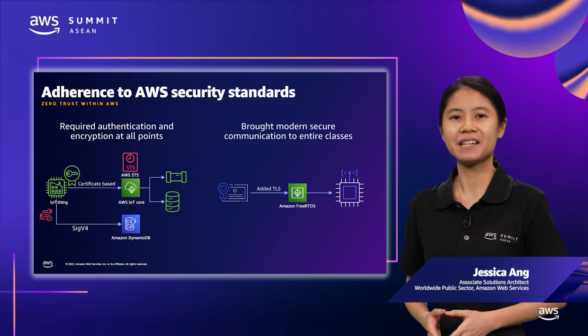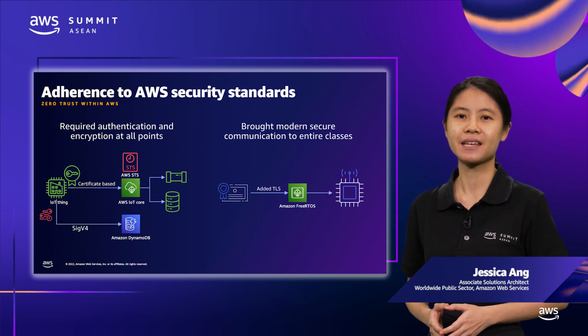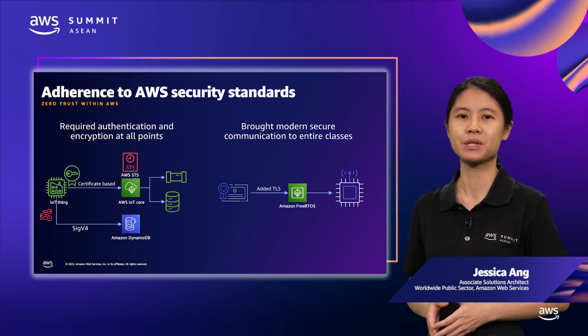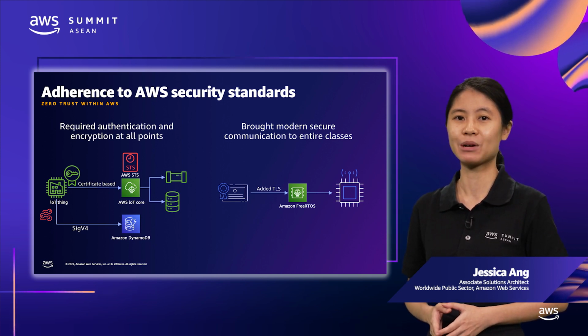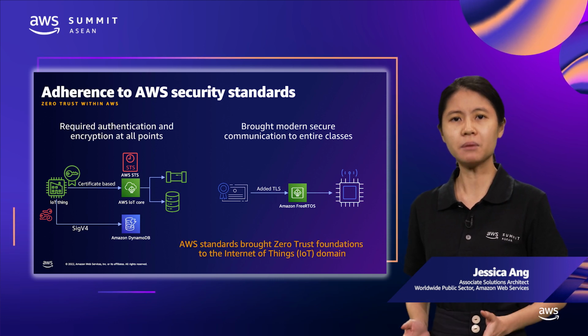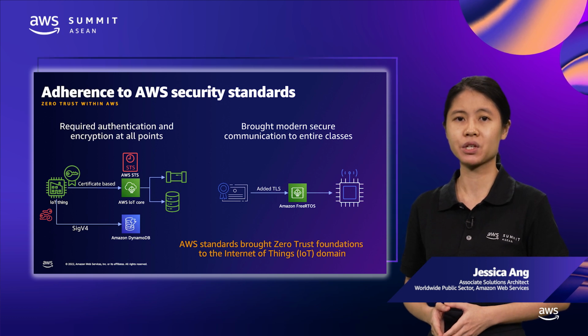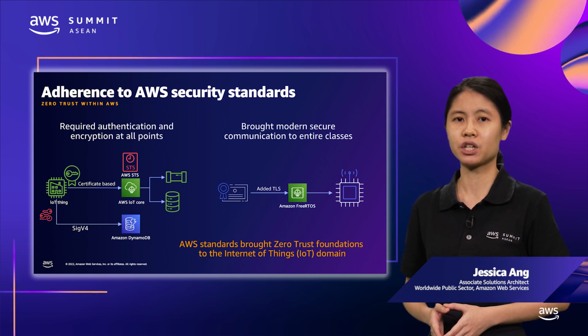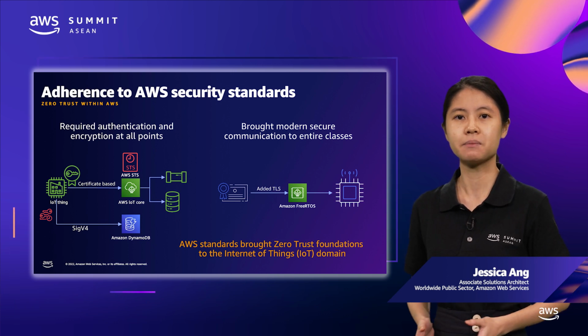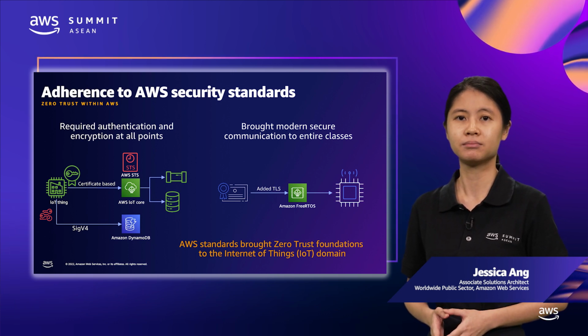We subsequently added TLS support to FreeRTOS, enabling modern, secure communication to an entire class of small CPU and small memory devices that were previously assumed not capable of it. In summary, the adherence to these AWS security standards brought a Zero Trust foundation to a domain where a vast amount of unauthenticated, unencrypted messaging was previously the norm.